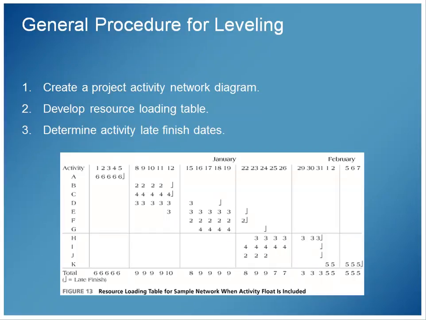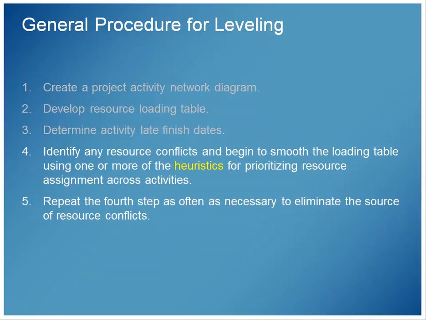So once I load the table and then go that extra step of marking the late finish dates on our table, that gives me the ability to do the next step, which is identify any resource conflicts and begin to smooth out the loading table using one or more of the heuristics for prioritizing resources across activities. And this is what our book describes. I think I summarized 1, 2, and 3, shortened those down, but that's, I think, verbatim how our book says it. And then step 5 is repeat step 4, identifying resources to be smoothed based on heuristics, and do that as necessary until you've eliminated the source of the conflicts.